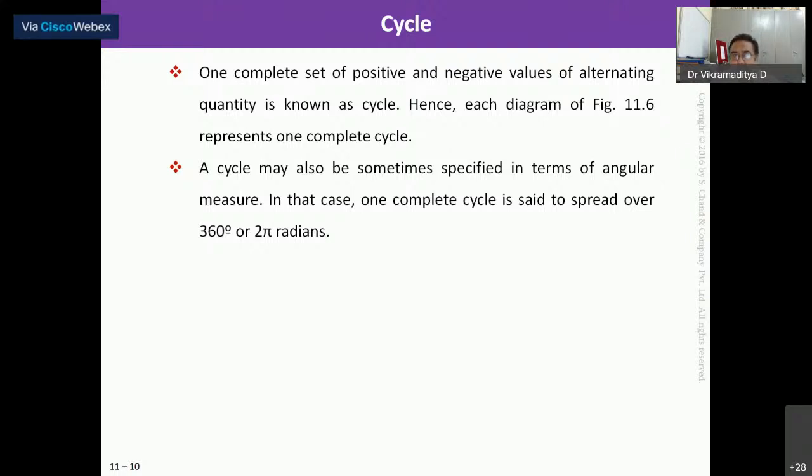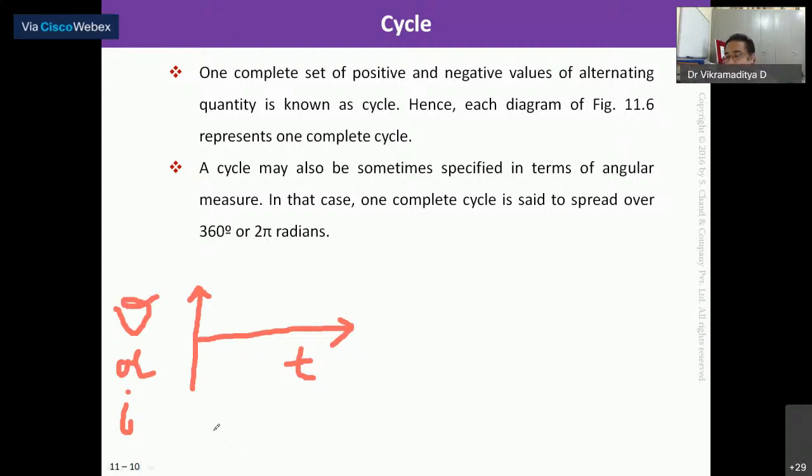In fact, a cycle means that when any waveform completes one set of positive and negative values in 1 second, then it is called one cycle. For example, I will show you with the help of a diagram. Now everything we will be dealing with will be in the diagram, where the x-axis will be your time axis, in seconds, and this will be the magnitude of either voltage or current, or it can be power also. But for the time being, let us consider it as voltage or current.